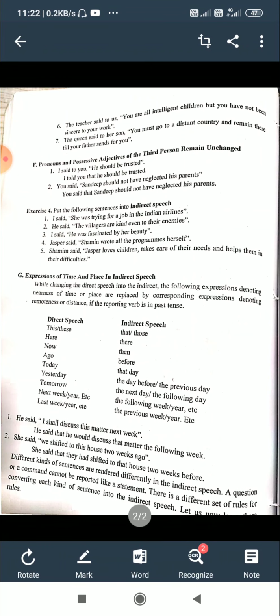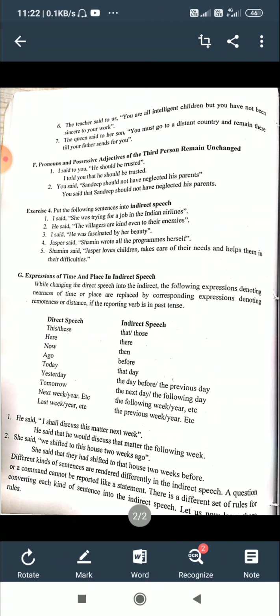speech. Be very careful. So if we find any words of this type in the direct speech, we will change them into those words in indirect speech.